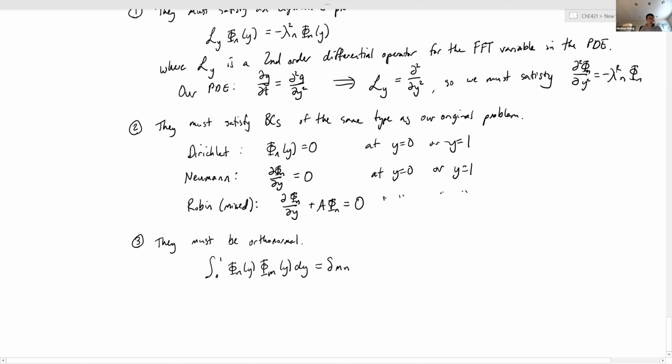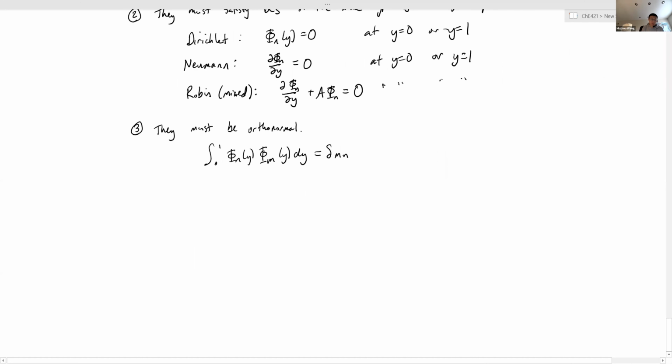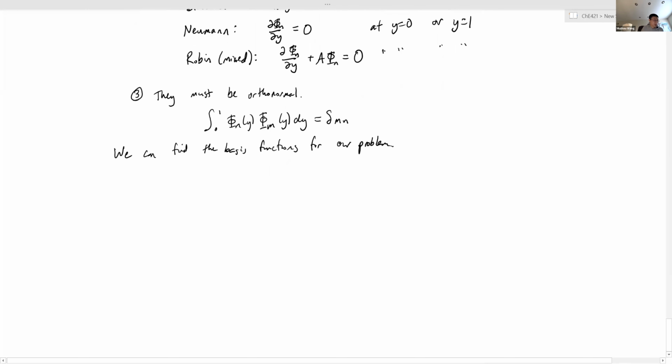Let me show you how we could have done that a priori. I'll say we can find the basis functions for our problem. Okay, so above I kind of cheated because I knew what the basis functions were, and so I just went ahead and told you, right? But if you didn't know, if you're working on homework or something, it doesn't tell you these are what the basis functions are, then here's how you could actually find them. You apply the three properties, basically.